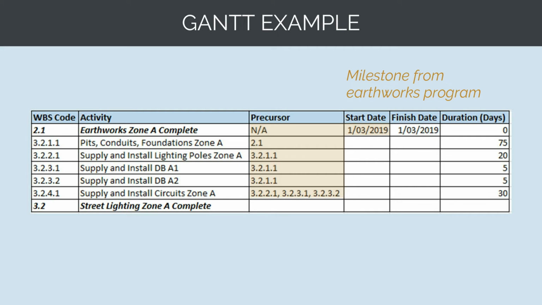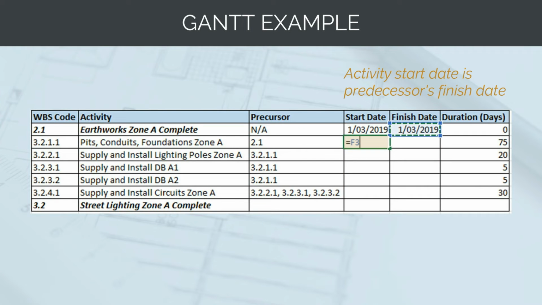Then we want to take our durations that we estimated and put these against each task. So for the pits, conduits, and foundations, we've said 75 days. For the supply and install of the light poles in Zone A, 20 days, and so on and so forth. The activity start date, so the date an activity can start, is the finish date of the precursor. So the date pits, conduits, and foundations can start is the date that earthworks in Zone A finishes.